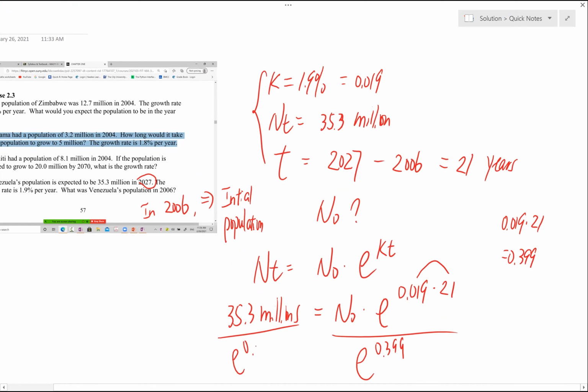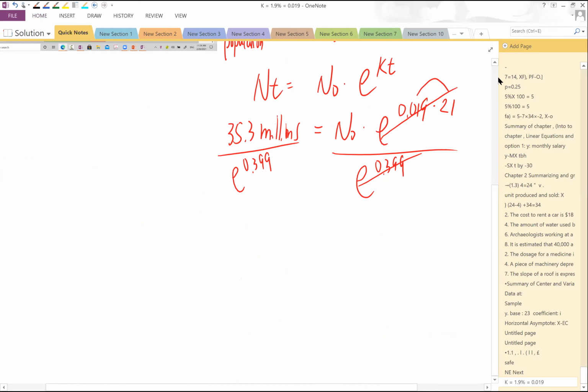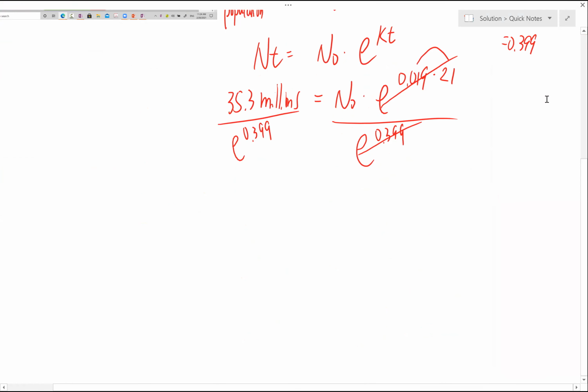E raised to 0.399. And now we cancel that, and the N0 is by itself. And I just have to input into the calculator one more time. So reverse order, N0 goes first. So you get 35.3 million dividing by E raised to 0.399.